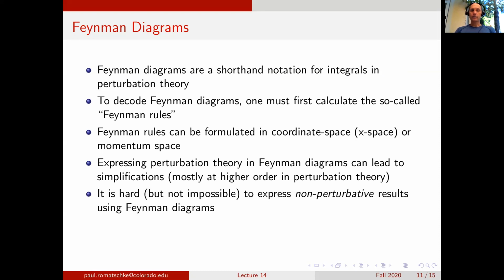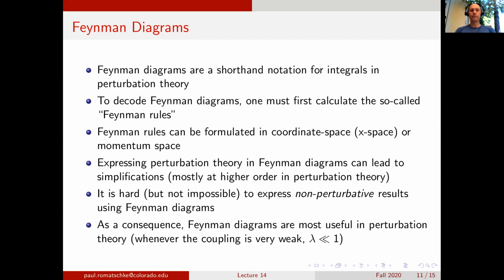It is hard, but not impossible, to express full, meaning non-perturbative, results of the quantum field theory using Feynman diagrams. Because typically what it means is that you have to think of an infinite number of Feynman diagrams. Because of that, Feynman diagrams are most useful in perturbation theory, meaning that their use is mostly limited to regimes where the coupling lambda is very, very small.